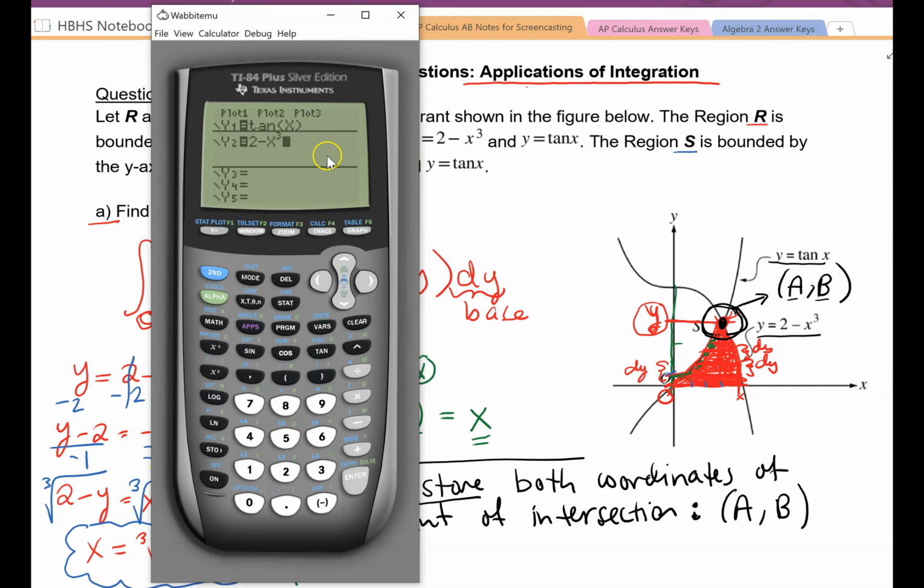Okay, so what I've done here is I've entered in these two equations for my curves in my y equals menu for the graphing calculator.